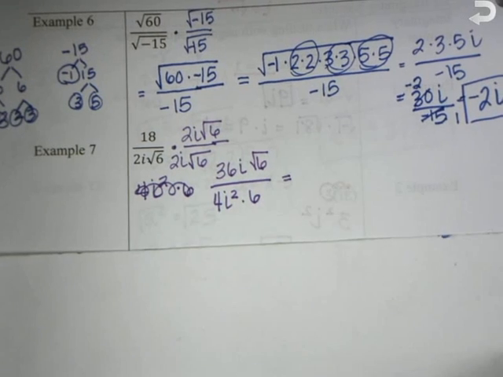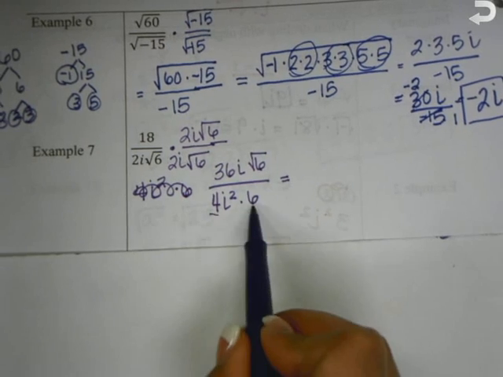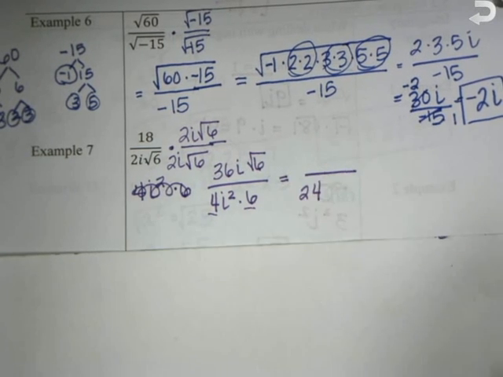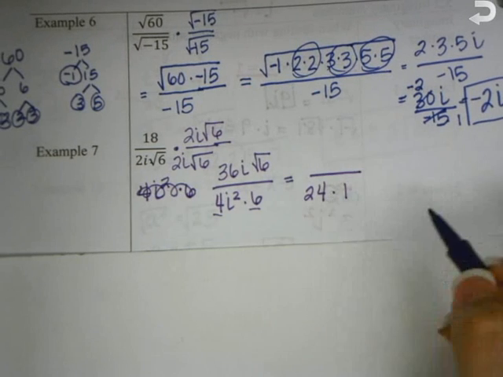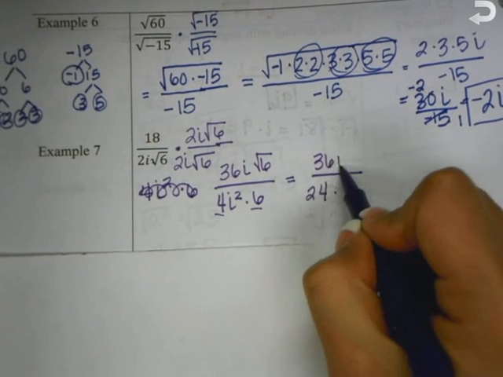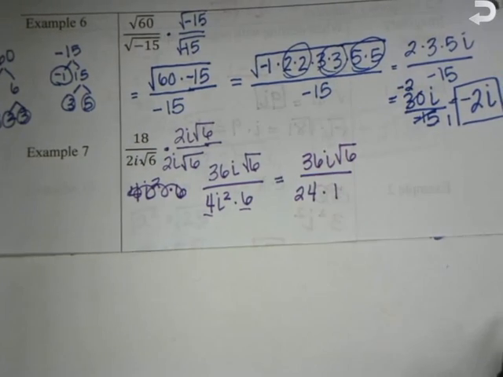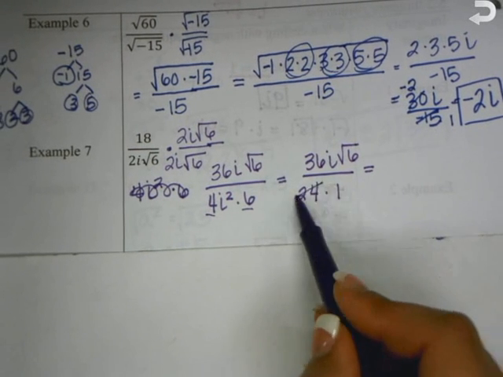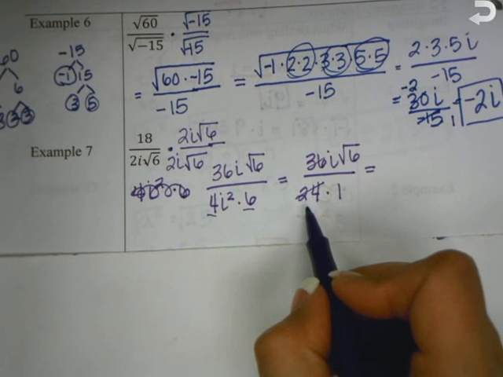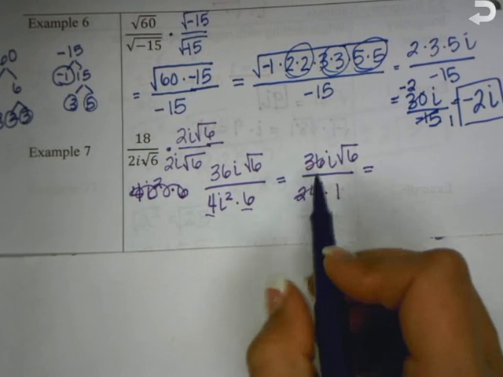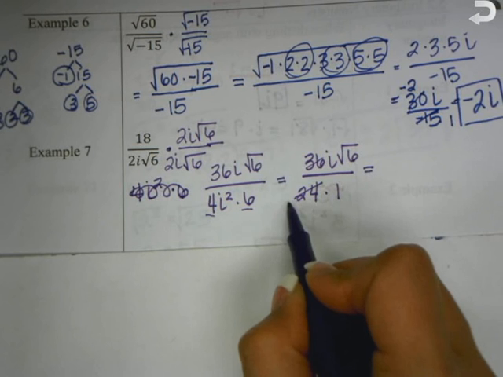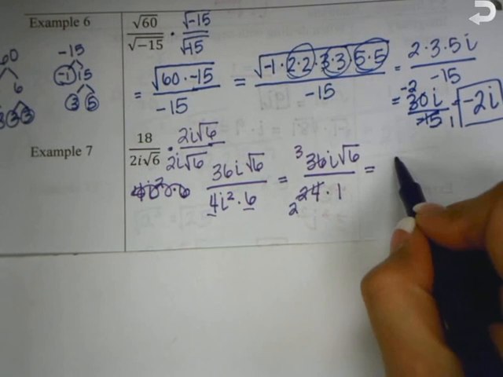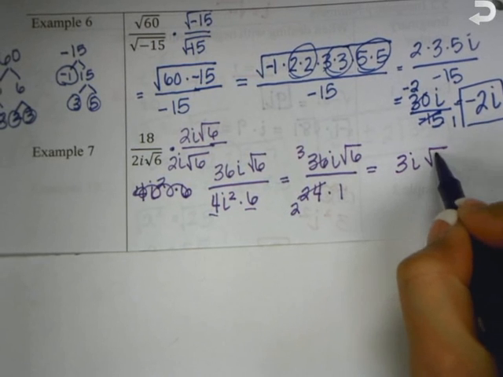Let's do the 4 times 6 first. What's that? 24. i squared gives me 1. God bless you. 36i root 6. And can 24 and 36 reduce? Yeah, what goes into both of them? 6 goes into, no, we can do a bigger one. 12. 12 goes into 24 twice, and 12 goes into 36 3 times. So our answer is going to be 3i root 6 all over 2.